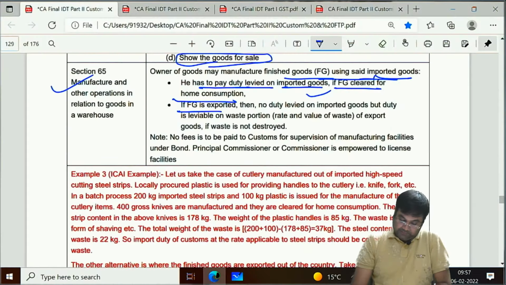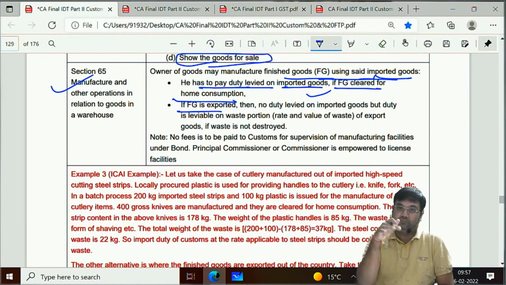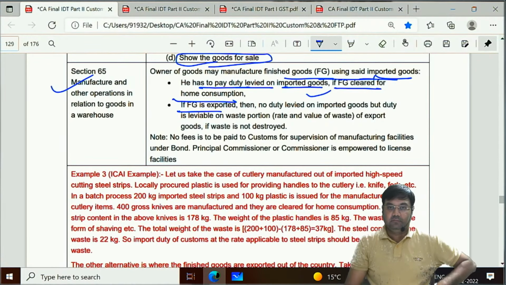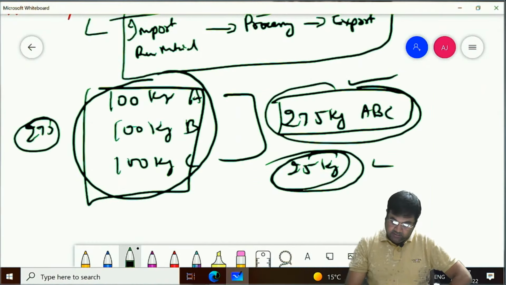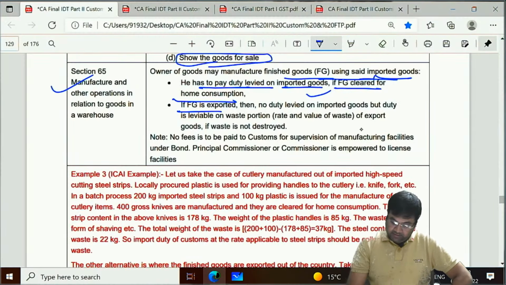So he has an option. What is he going to do with that waste? He can destroy that waste. He is going to say, okay, I am destroying it, no issue. So no need to pay duty. So that 25 kg he can destroy, and no need to pay duty. But let's say he is not destroying it, he is clearing it for home consumption. If he is clearing it for home consumption, then on that waste portion he has to pay duty.